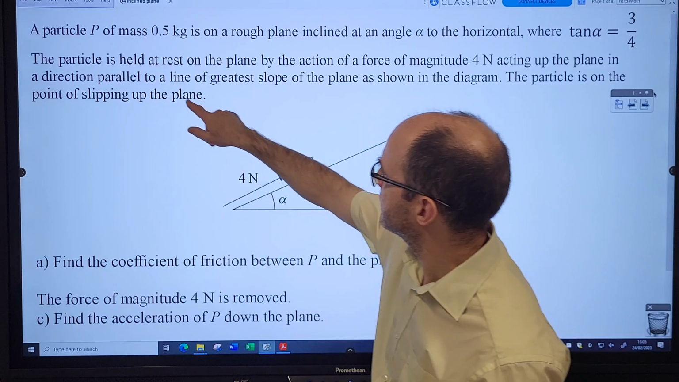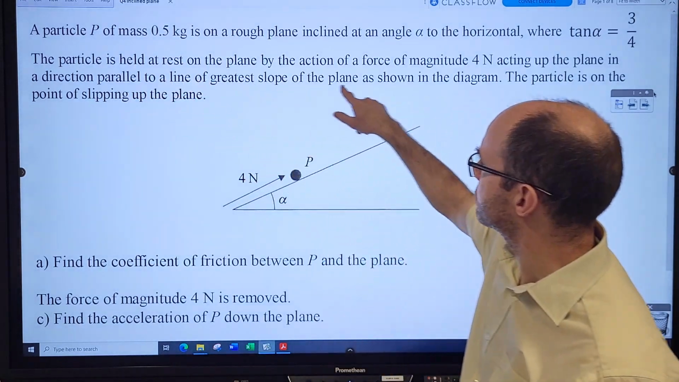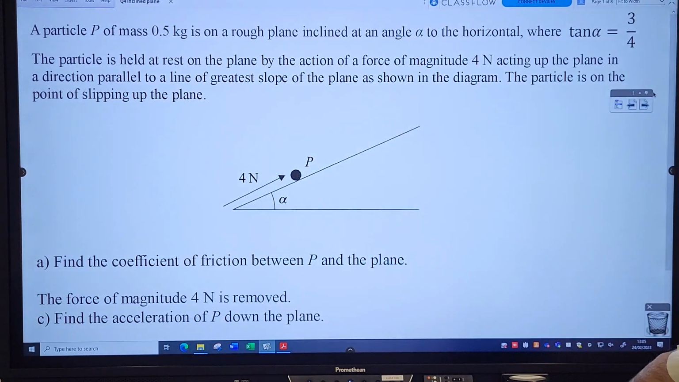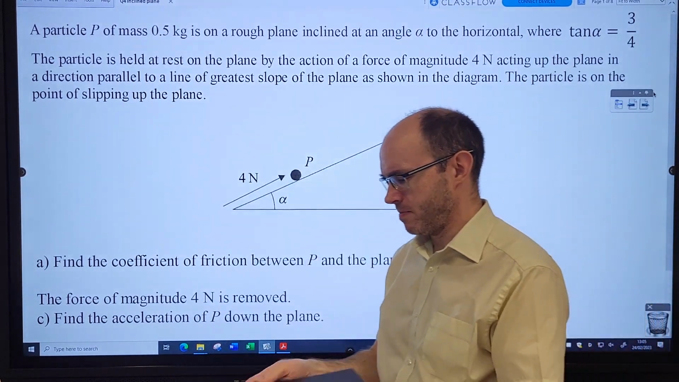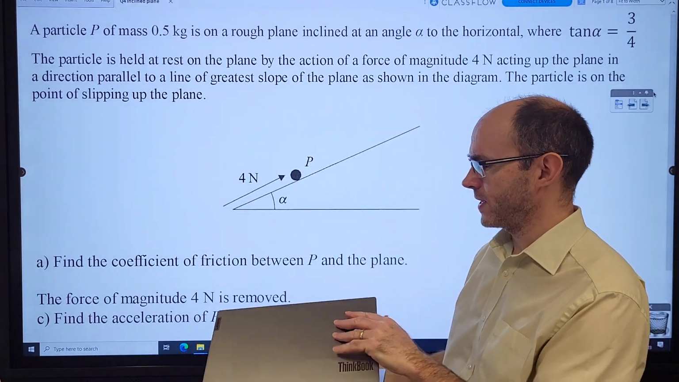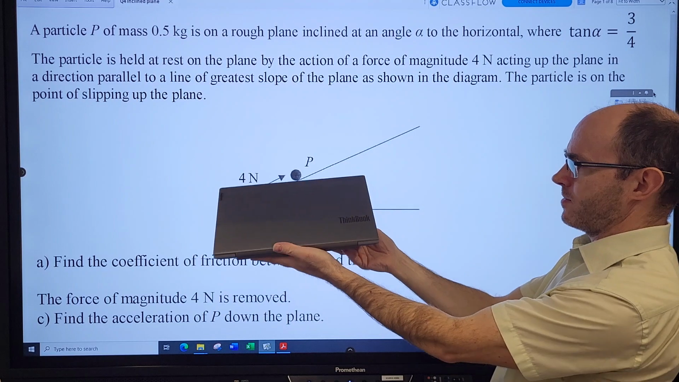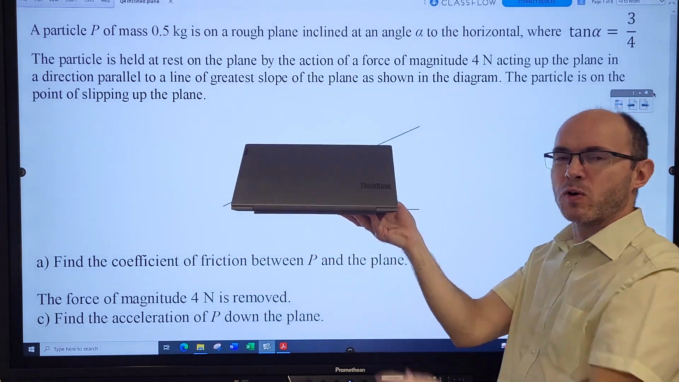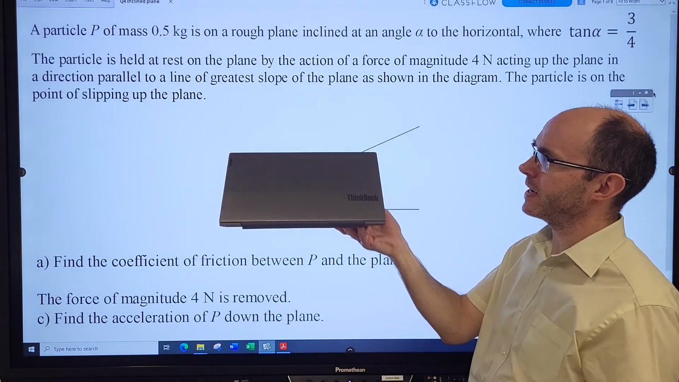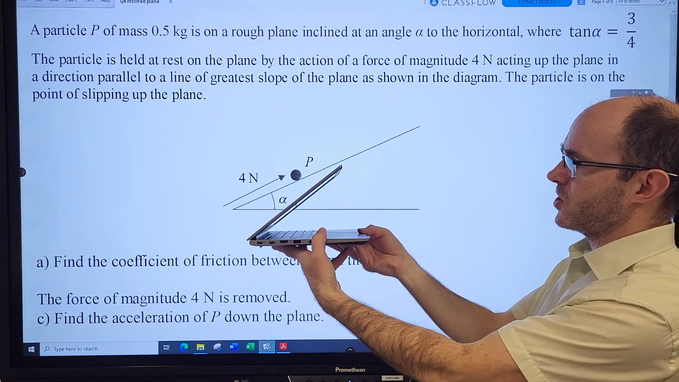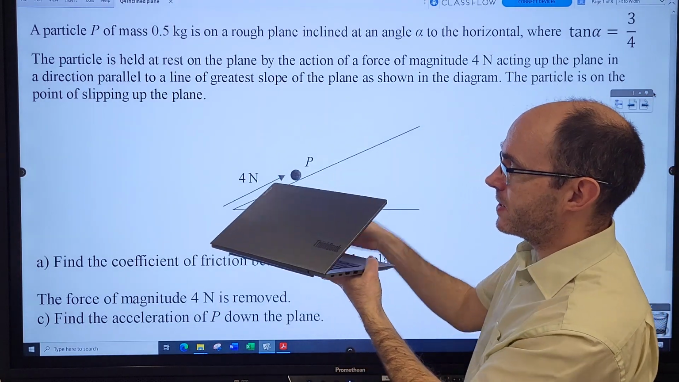Now what does this bit mean? In a direction to a line of greatest slope. Let me show you. This is a laptop, but they come in handy for this sort of thing. See what I've done there? I've just modelled this laptop as the inclined plane. Okay, so there we go. I'm just going to turn it like that. So this is the plane.